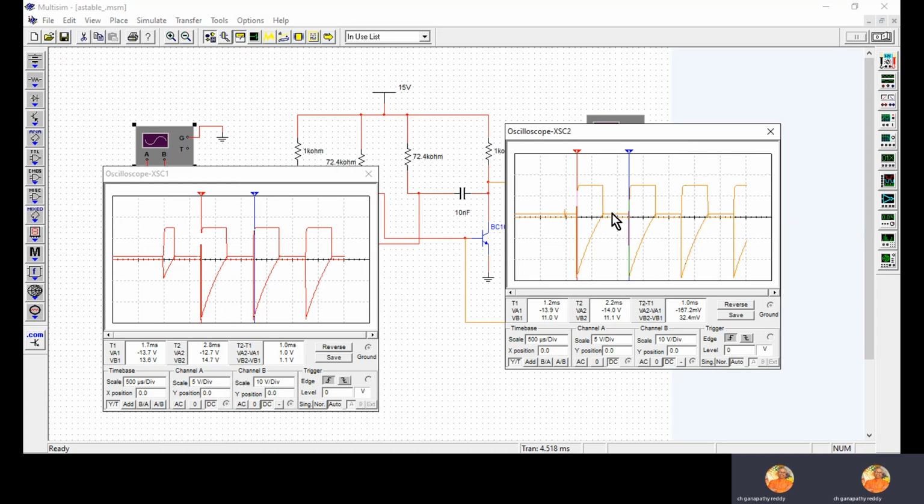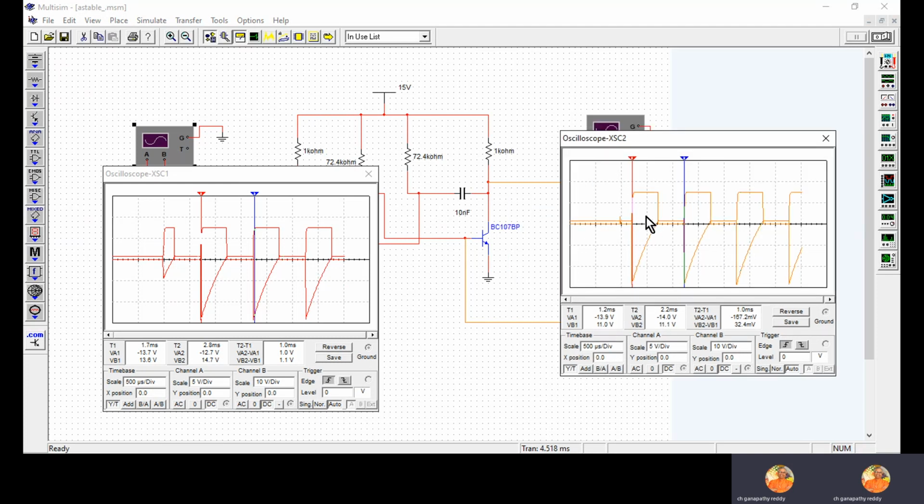Next, this waveform is of the second transistor Q2. So the transistor will be off and on. And what is the voltage when it is off? 15 volts is coming. When it is on, it is showing around 81 millivolts, so 0.08. So that is approximately noted down.